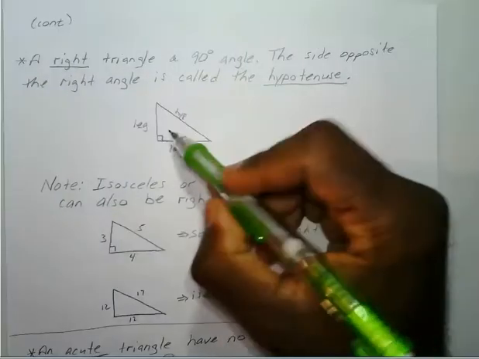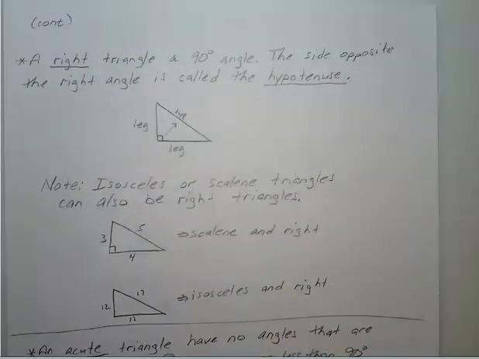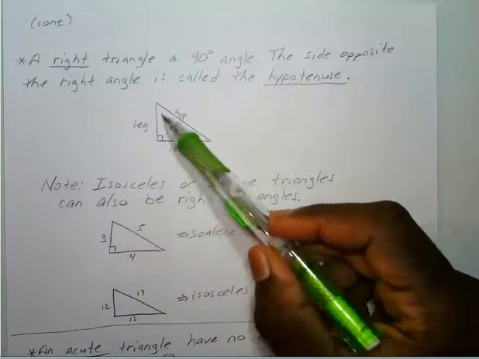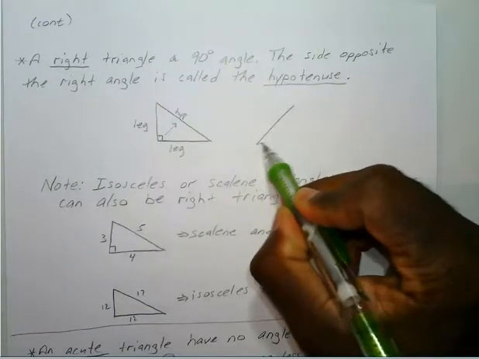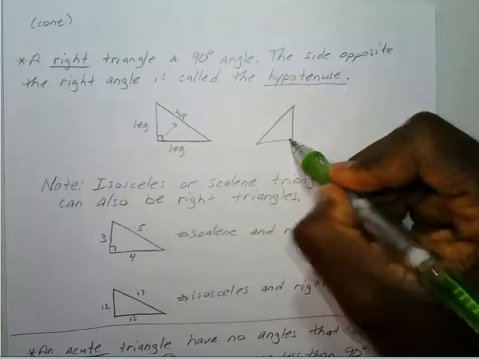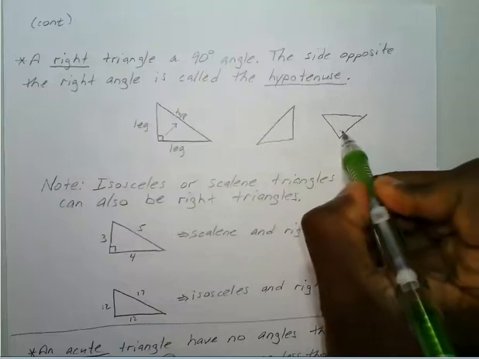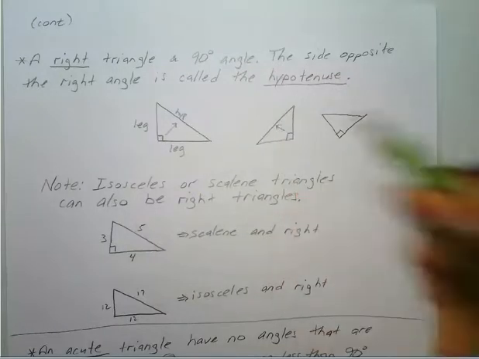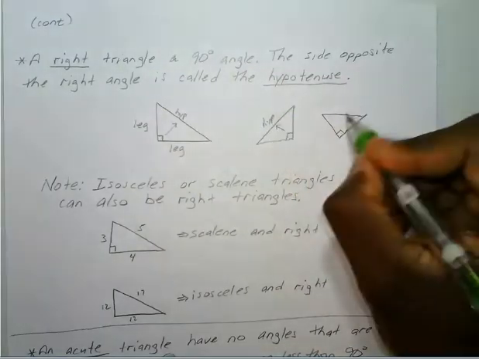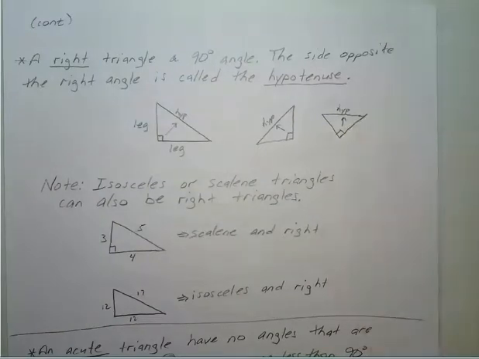Now, the side that's opposite the right angle is called the hypotenuse. It's important that you know it's the opposite side, because it's not always drawn like this. Sometimes it's drawn like this, sometimes like this, where this is the right angle. So you always know that the side opposite the right angle is your hypotenuse, no matter how it's drawn. So this is your hypotenuse.